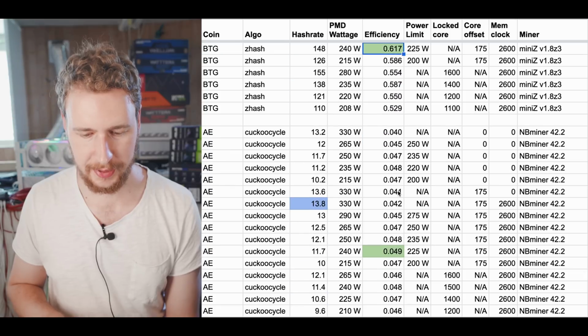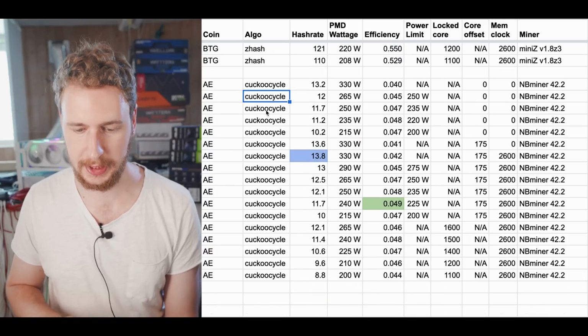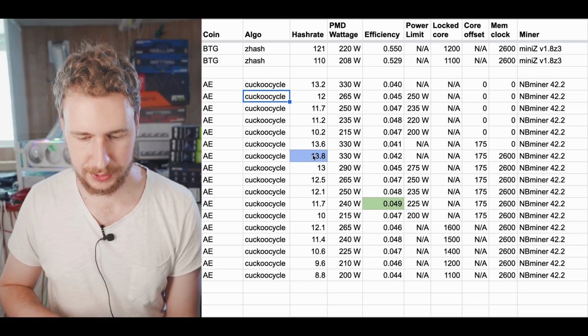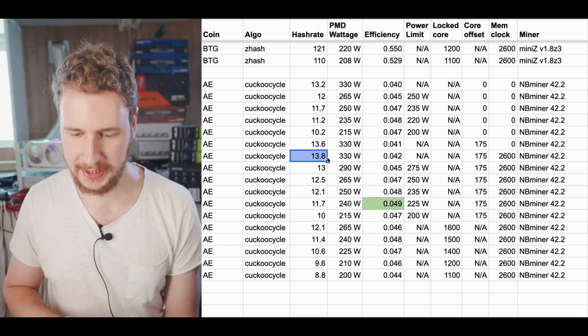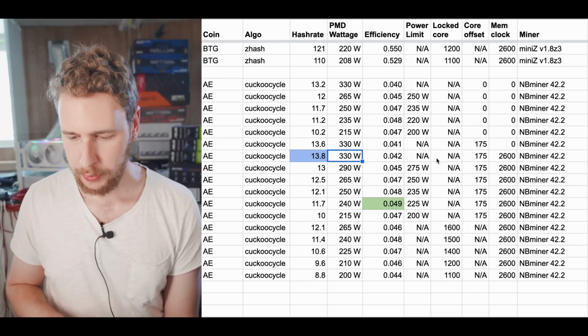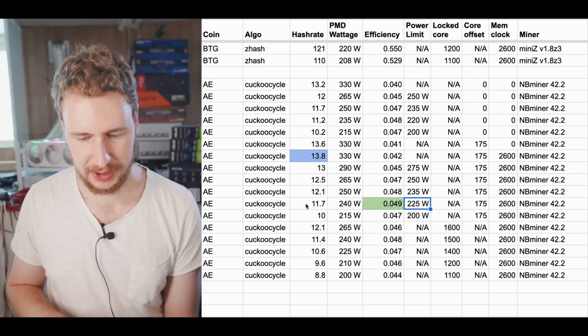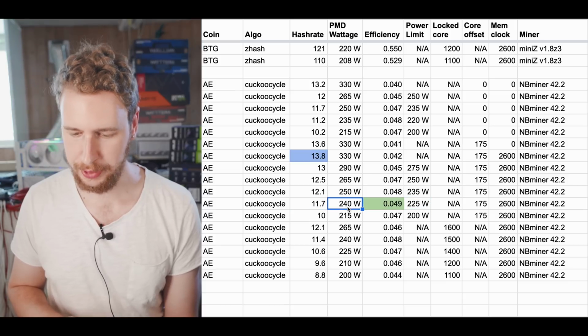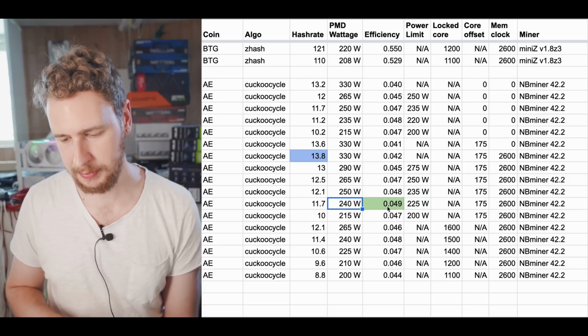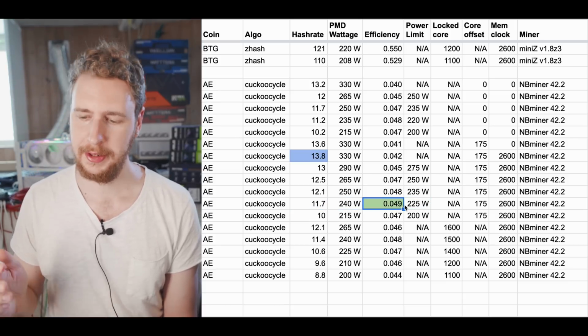And finally, we have Aeternity using the Cuckoo Cycle algorithm. The best hash rate I was able to get there was 13.8 at 330 watts. Or the best efficiency was with a power limit of 225, which gave us 11.7 at 240 watts, for an efficiency of 0.049. Now, I've plugged all of these numbers into WhatToMine to see what the current profitability for mining all of these algorithms is.